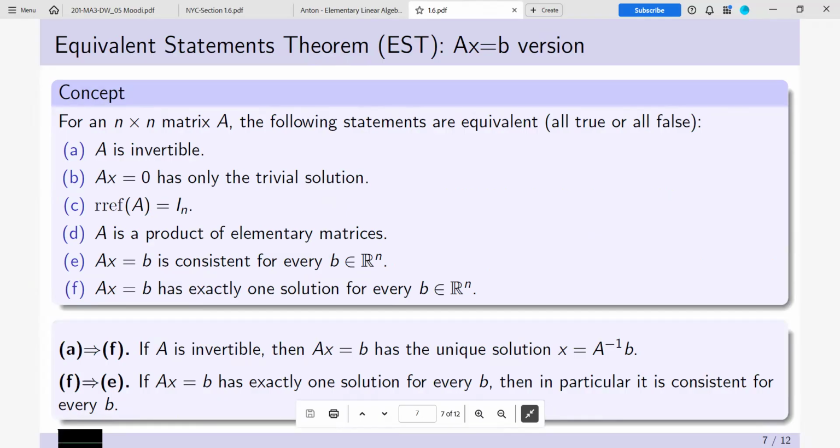The equivalent statements theorem is basically a big, same story, different language theorem. Invertible can be recognized by row reduction, by the homogeneous system, by consistency for all B, and more. Later in the course, this theorem becomes your Swiss Army knife.